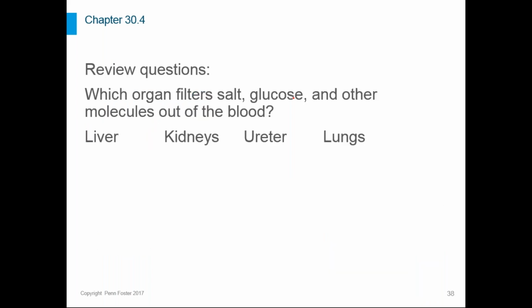And that's it for section 30.4. So we have a couple of quick review questions. Which of these four organs filters salt and glucose and other molecules out of the blood? Is that the liver, the kidneys, the ureter, or the lungs? Okay, and that would be kidneys.